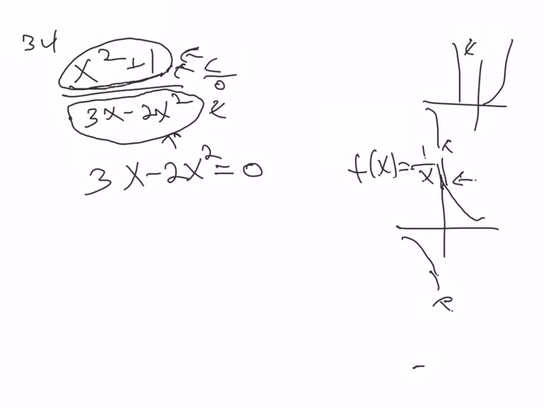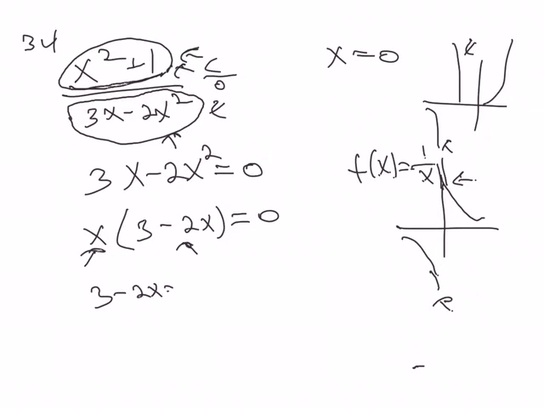So say something like x times (3 minus 2x) equal to 0. One time when this happens is when x is 0. When x is 0, this becomes 0. So one vertical asymptote is x equal to 0. And the second one is when this is equal to 0, so we're going to have 3 minus 2x equal to 0.